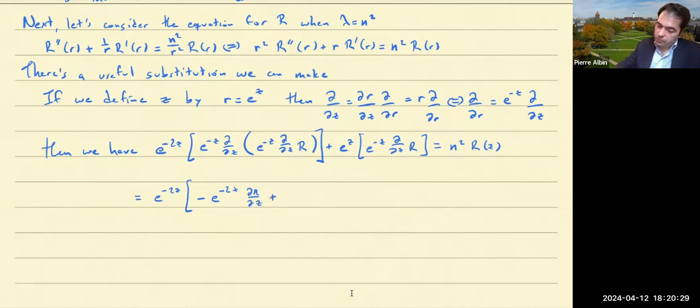and then plus, when this derivative doesn't hit the e to the c, so this comes out, and I end up with e to the minus 2z times two derivatives of r with respect to c. And then plus here, this e to the z and e to the minus c cancel, so I end up with just one derivative with respect to z.